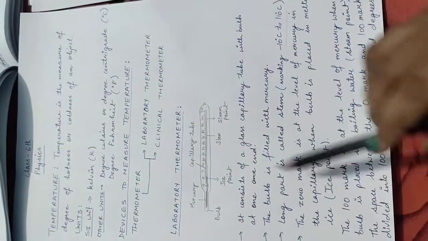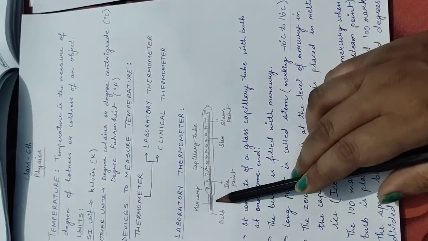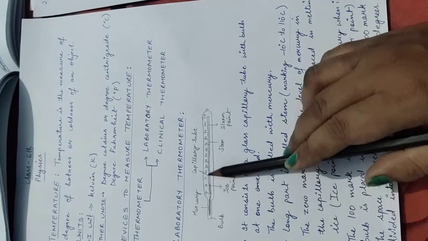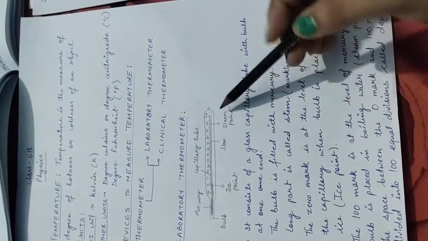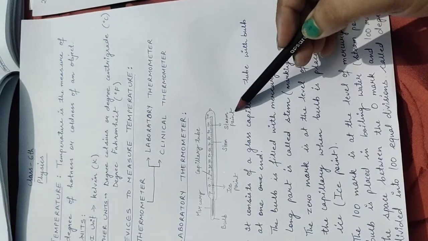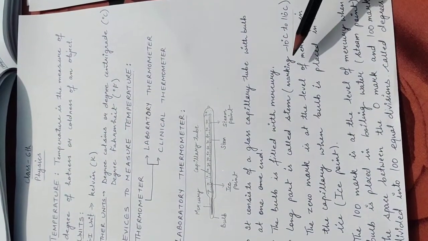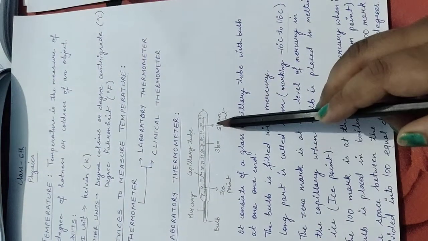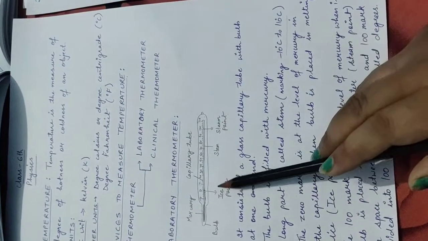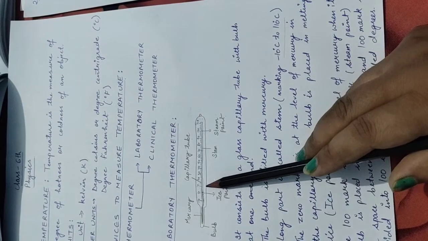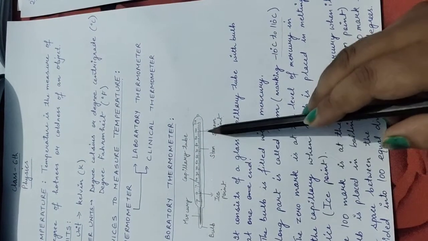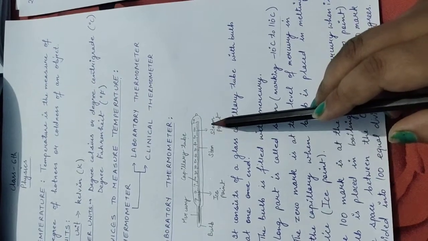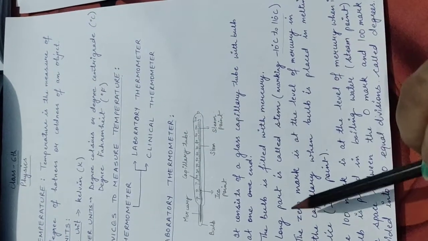And when the bulb of the thermometer is placed in boiling water, then the mercury will rise to the level of 100 degree Celsius. So that will be the steam point of this Celsius scale. And you can see that all these markings from 0 to 100 are divided into 100 equal divisions, and each division is called a degree.